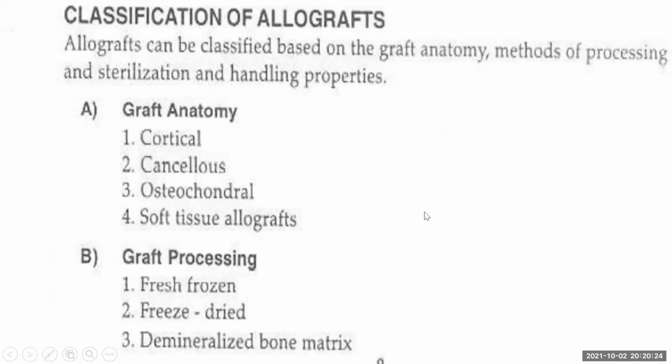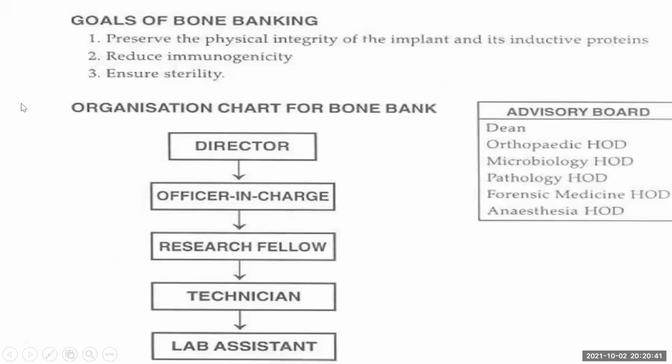Classification. Allografts can be classified on the basis of graft anatomy, method of procedure, processing and sterilization as cortical, cancellous, osteochondral or soft tissue allograft. And on the basis of processing, there can be fresh frozen, freeze-dried and demineralized bone matrix. The organization of a bone bank involves a director, an officer in charge, research fellow, technician and lab assistant. The advisory board has a dean, orthopedic HOD, microbiology, pathology, forensic and anesthesia HODs.